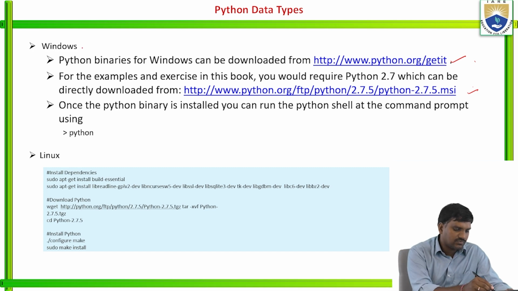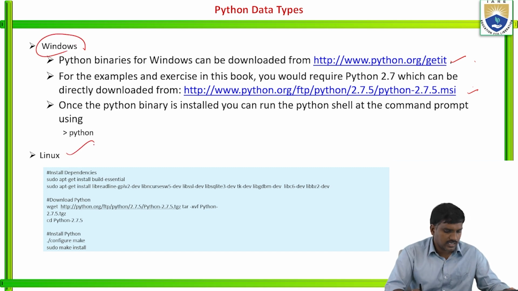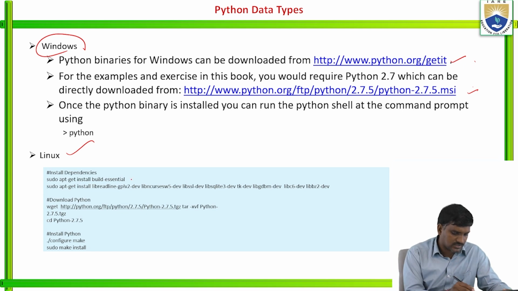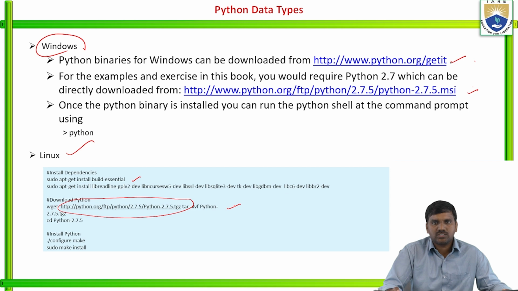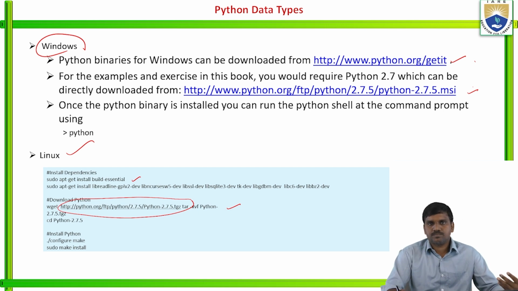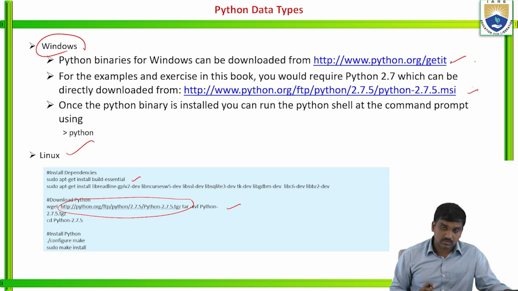For Linux, this was for Windows. For Linux programming, we may install dependencies with sudo apt install build-essential. By clicking on this link, we can download and install the Python language in Linux, for those who are using the Linux operating system. So this is just a link to download and install Python for various operating systems.